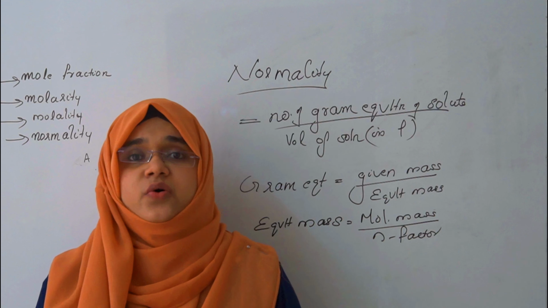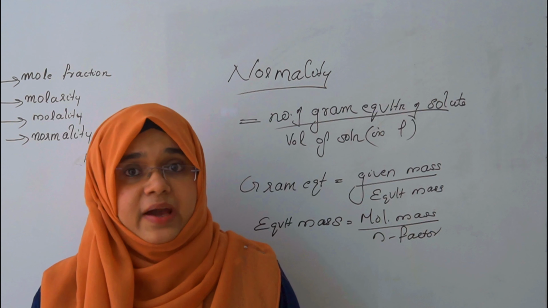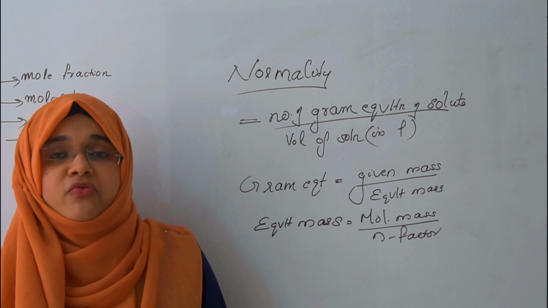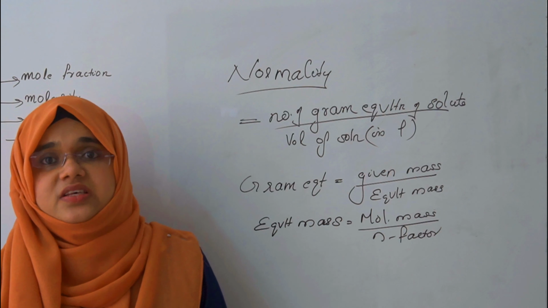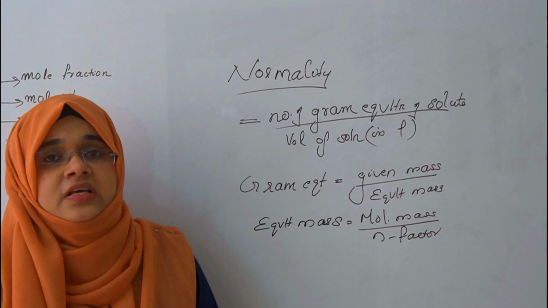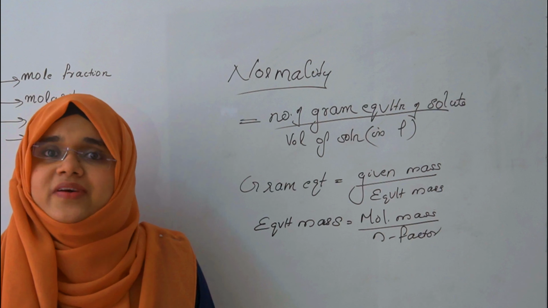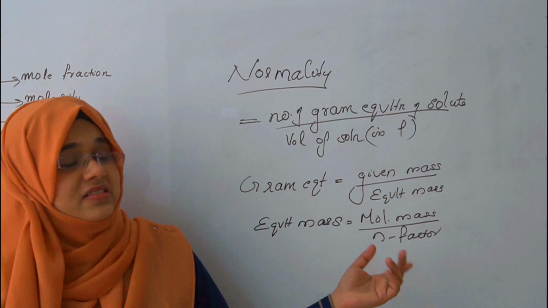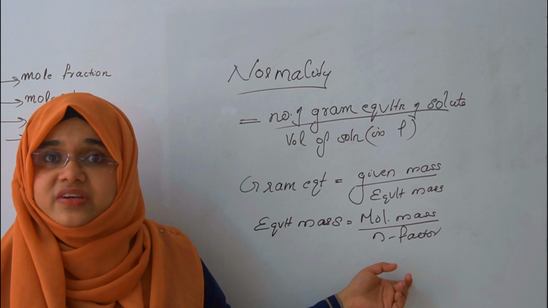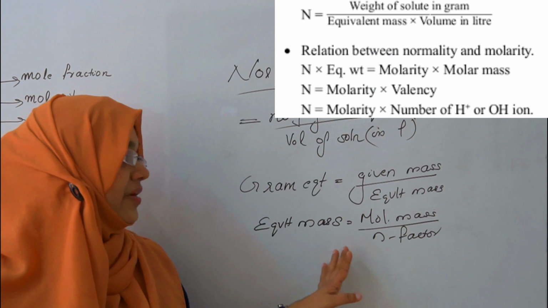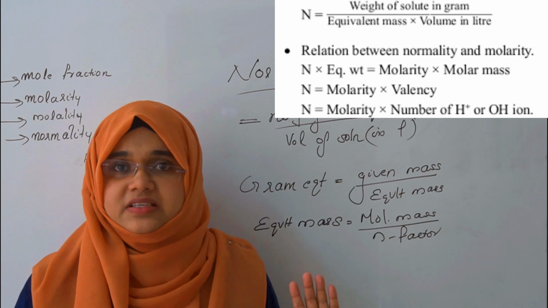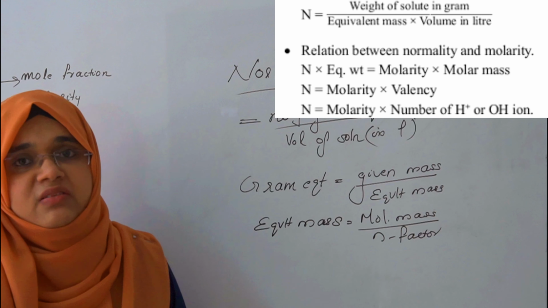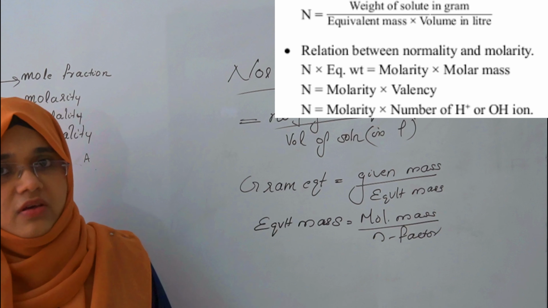In the case of a base, what happens? We take the acidity, that is, the number of replaceable hydroxyl ions, OH ions. So in the case of NaOH, it is 1. What will be the equivalent mass of NaOH? NaOH molecular mass is 40 divided by n factor, which is 1. So in the case of NaOH, equivalent mass is the same as molecular mass. Just divide it by the n factor. If needed, I will make a video for normality alone if you need.